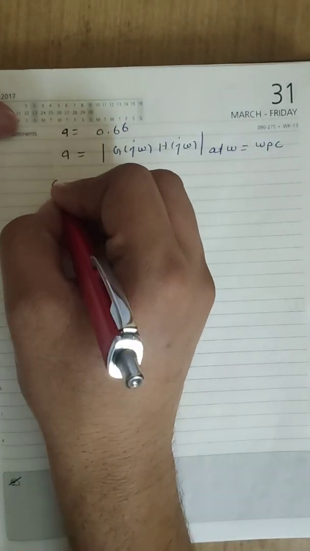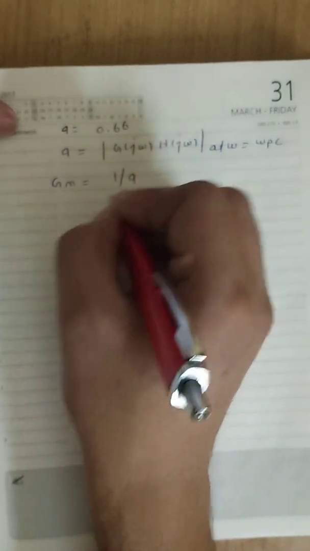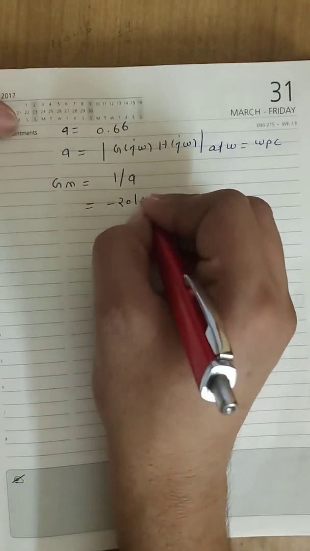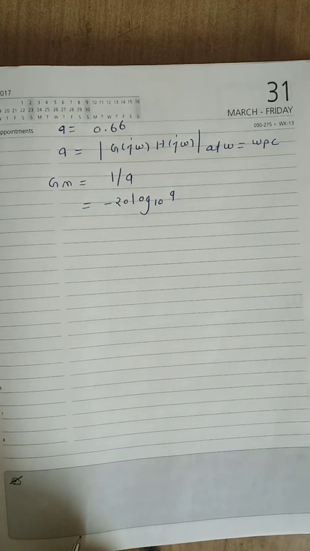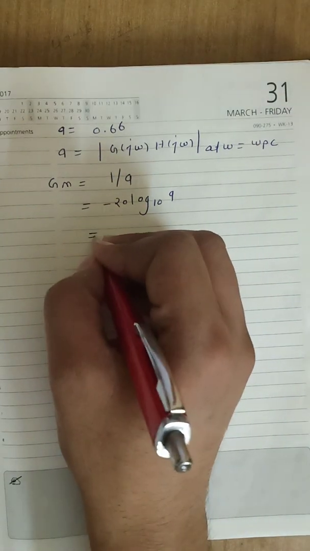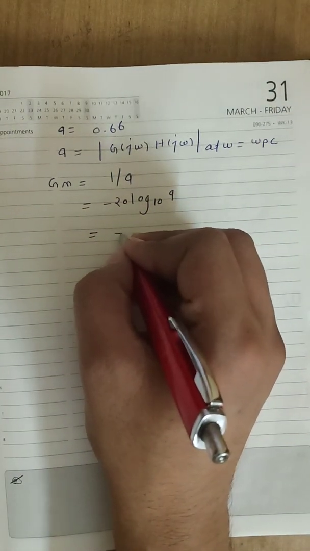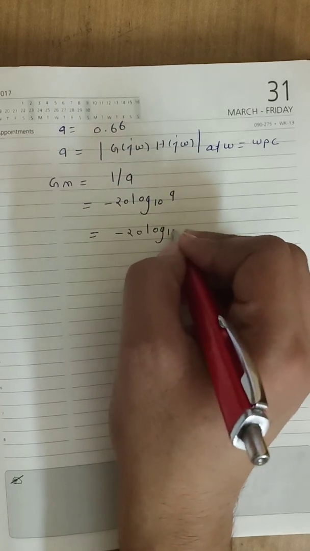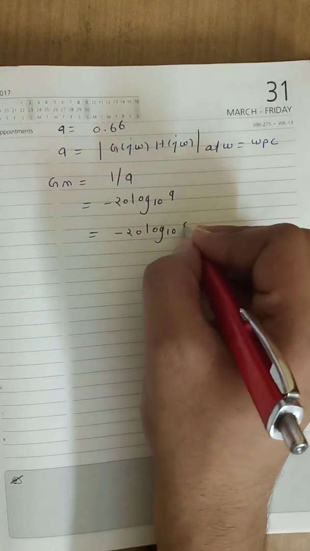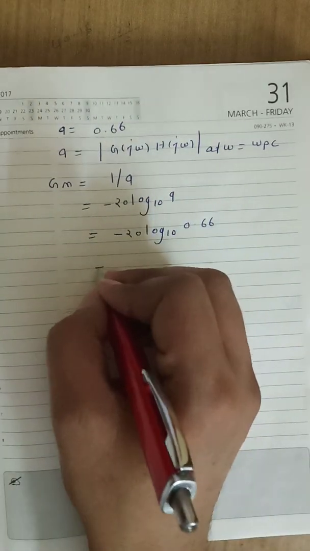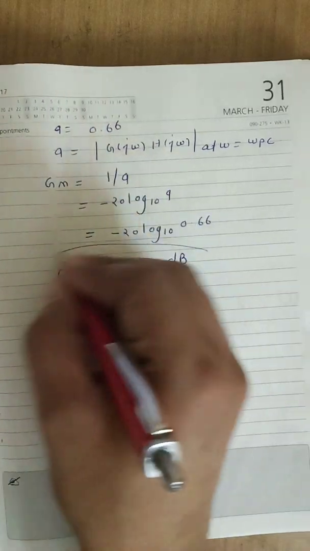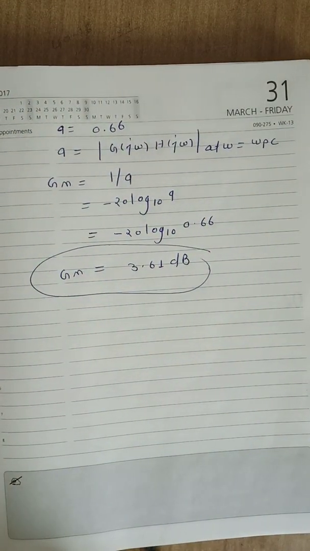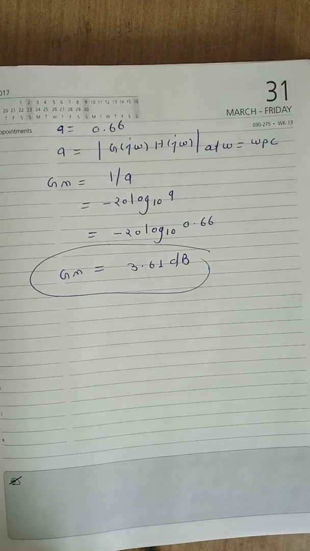And how we can calculate gain margin? Gain margin is 1 by A or minus 20 log 10 base A. So after calculation we have gain margin. You can write minus 20 log 10 base 0.66. So we have answer 3.61 dB. You can calculate with the help of calculator. So for gain margin we have answer 3.61 dB.